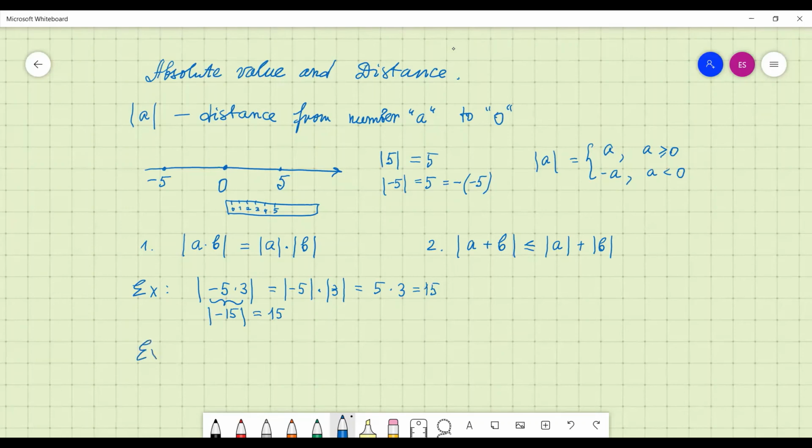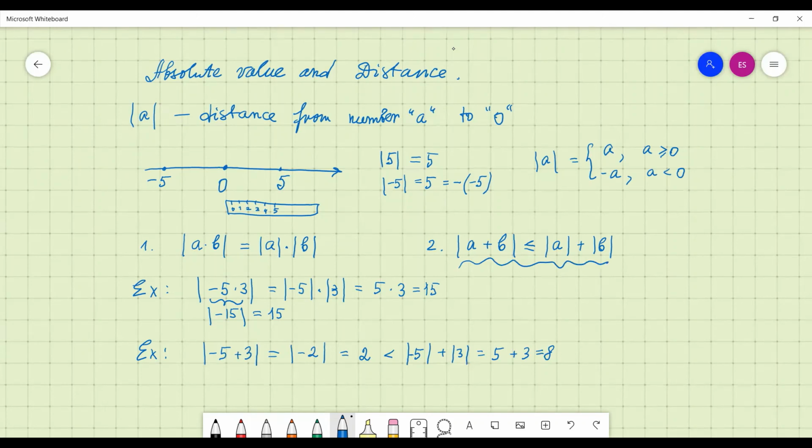Example for addition. If you have minus 5 plus 3. So what is actually minus 5 plus 3? Well, minus 5 plus 3 is negative 2, right? And absolute value of negative 2 is 2. And we know that 2 is going to be less than absolute value of minus 5 plus absolute value of 3, because absolute value of minus 5 is 5, and 3 is 3, and that's going to give us 8. I'm checking this inequality. Of course, we see that 2 is less than 8.